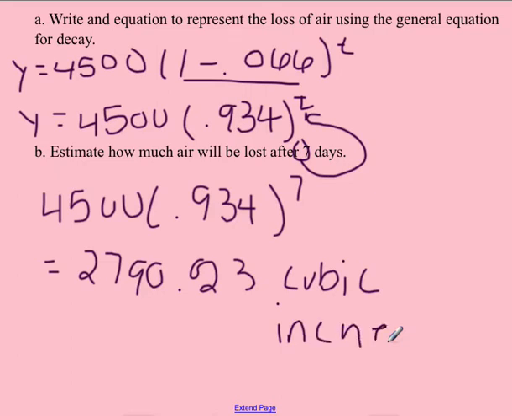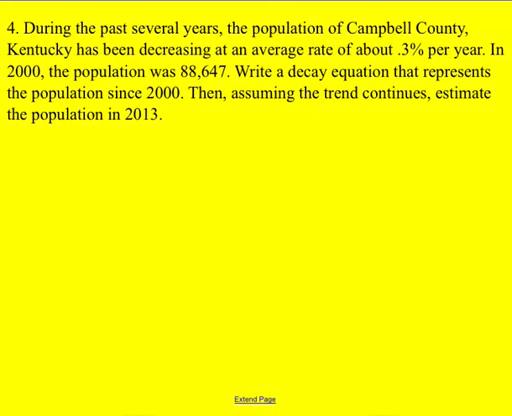All right, let's go ahead and take a look at number 4. For number 4, we want to figure out the population. It says right here that it's decreasing, which means it's going down. We need to use decay at an average rate of 0.3% per year. Don't get confused. Even though the percentage is a decimal, you still need to convert the percentage. So I have 0.3% that I need to convert into a decimal. My rate is going to end up being 0.003.